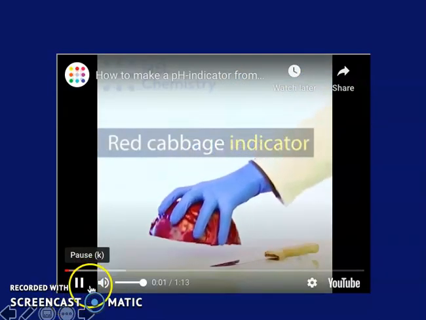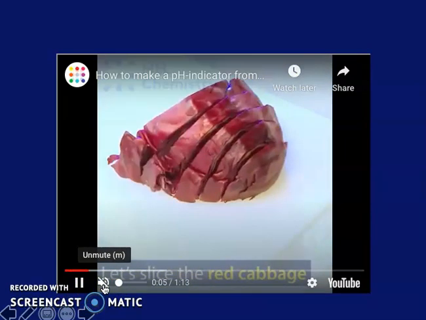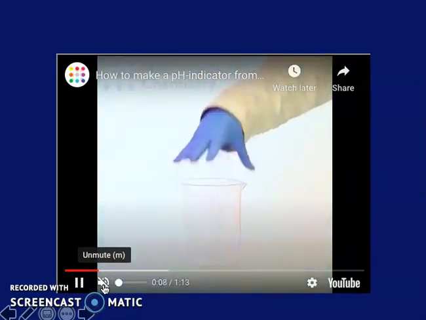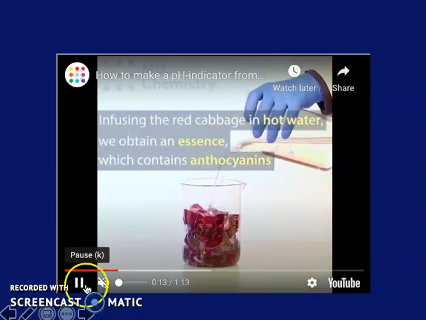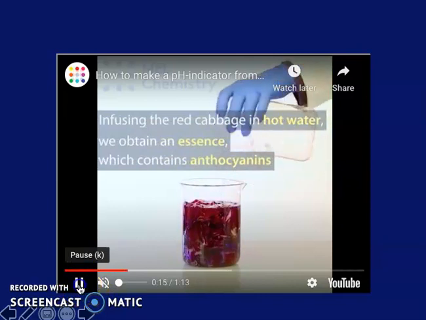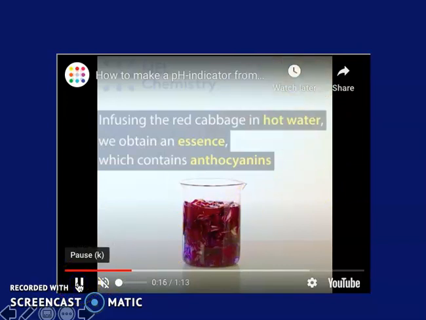Now, this particular person here is using buckets and buckets of red cabbage. You could just use 1 or 2 leaves from it. You don't need as much as he has there, of course, if you want to go mad. Essentially, what I'd like you to do, please, is cut your red cabbage and put it into water that's already boiled. It doesn't have to be boiling, so you can boil your kettle, get a pint glass, put your red cabbage in there, pour the water in. Obviously, be very careful with boiling water, and leave it to sit for maybe 5 minutes.